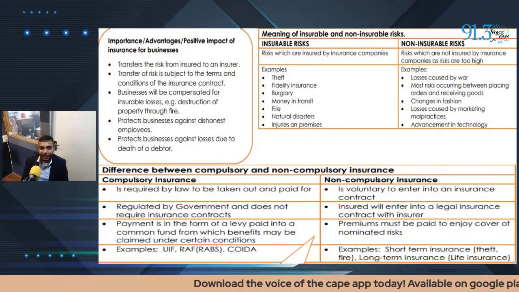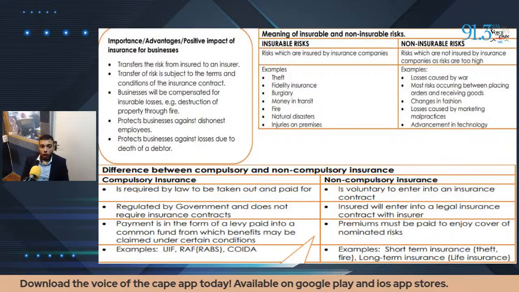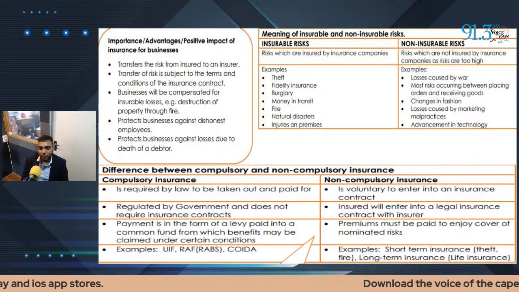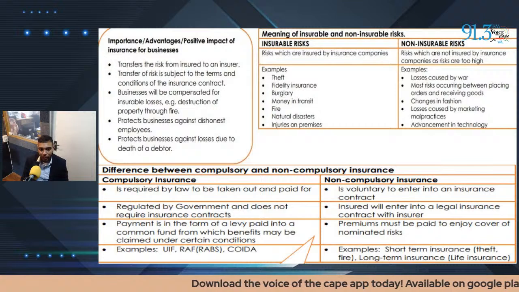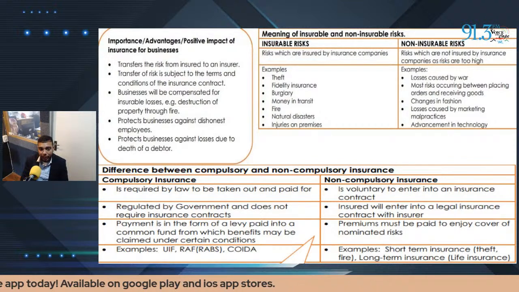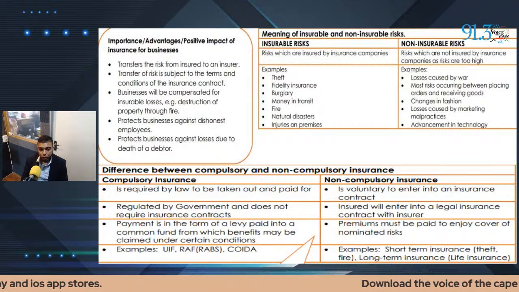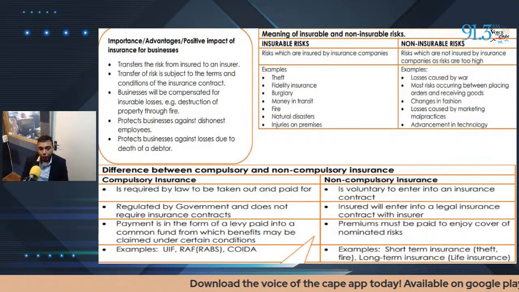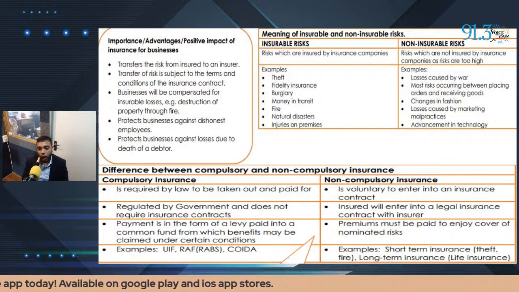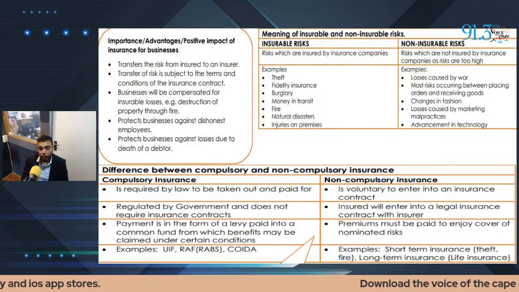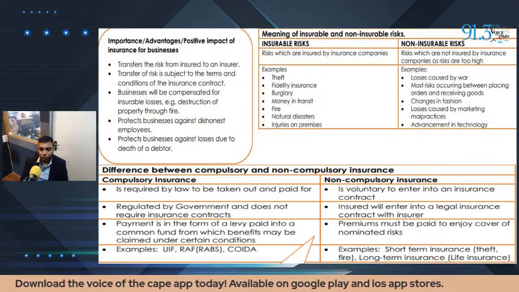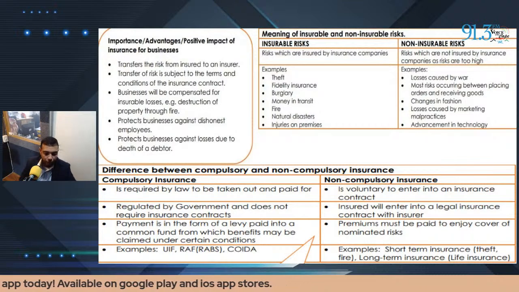In compulsory insurance, payment is in the form of a levy paid into a common fund from which benefits may be claimed under certain conditions. Non-compulsory insurance premiums must be paid to enjoy cover of the nominated risk. Our examples for compulsory insurance: UIF, we know we pay 1% UIF of our salary every month, as well as COIDA, the Compensation for Occupational Injuries and Diseases Act, and then RAF, the Road Accident Fund. We know that a certain percentage goes towards the Road Accident Fund once we put petrol into our vehicles. Examples of non-compulsory insurance are short-term insurance, theft or fire, or long-term insurance such as life insurance. We now move on.